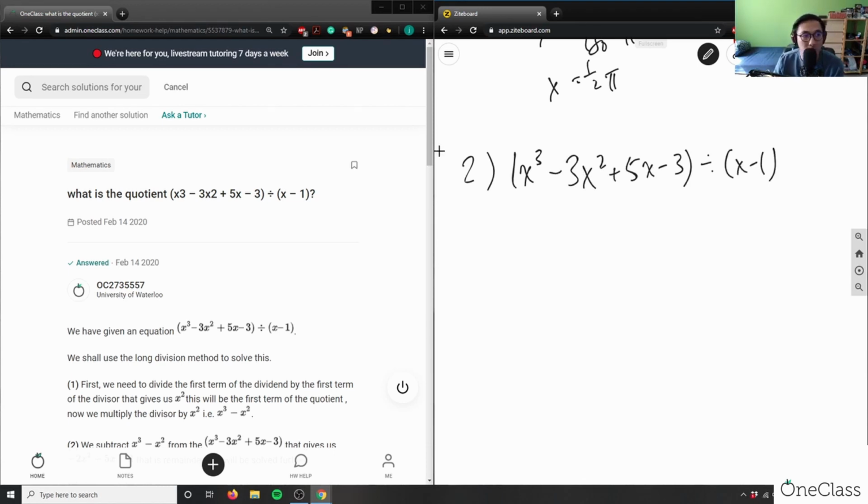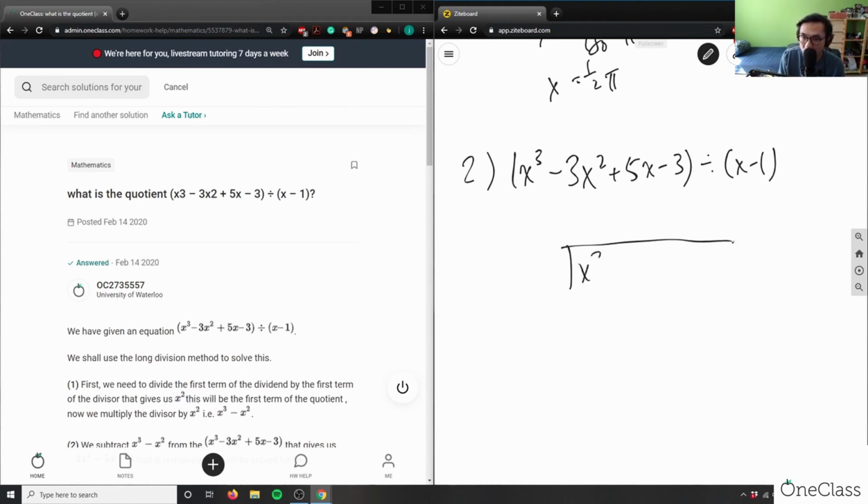You will probably learn this concept in polynomials and polynomial functions, specifically in grade 12 advanced functions. To find the quotient of two polynomials, we would use long division. You can choose long division or synthetic division. I'm going to choose to do long division in this case.